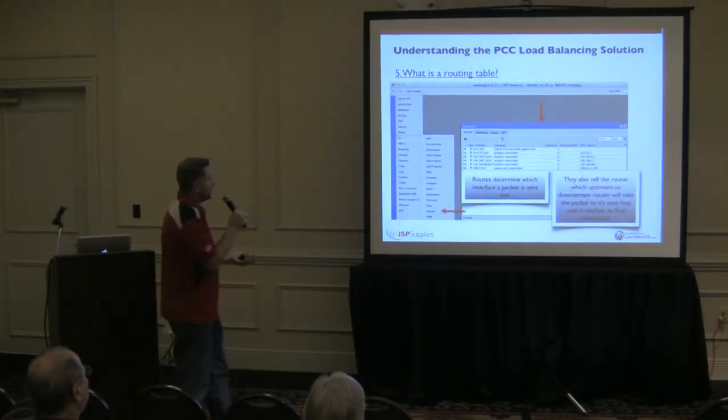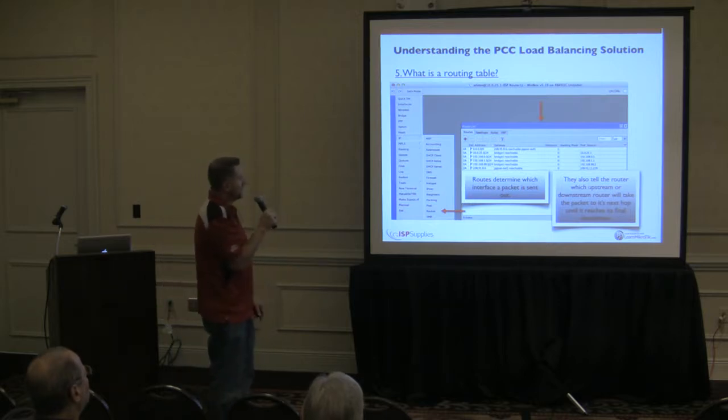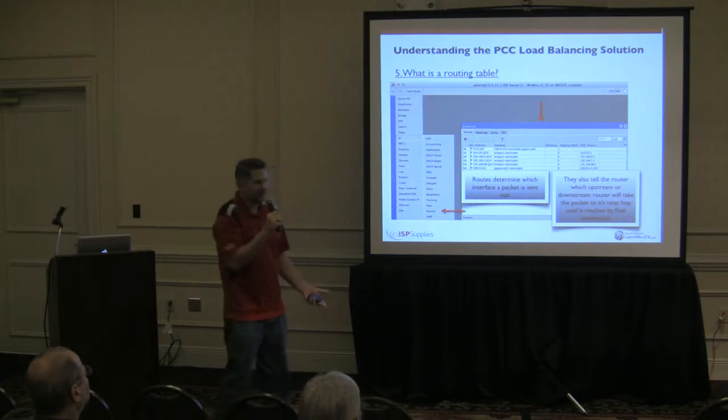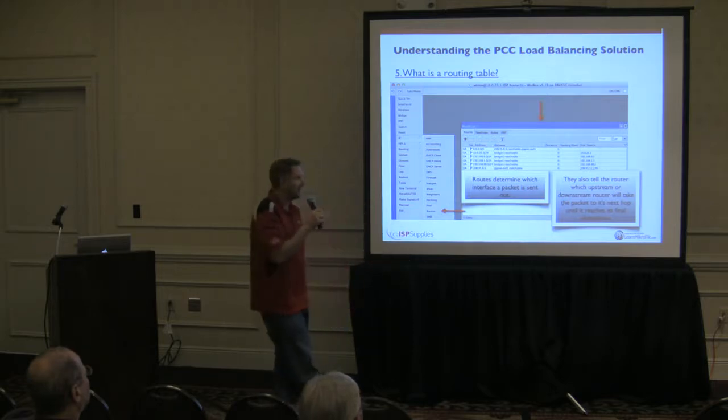The 5th question, what is the routing table? The routing table is found under IP routes. The routes determine which interface a packet is sent out in the simplest terms. They also tell the router which upstream router will be taking that packet on to its next hop.